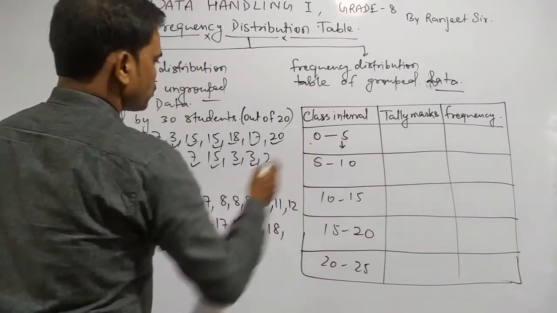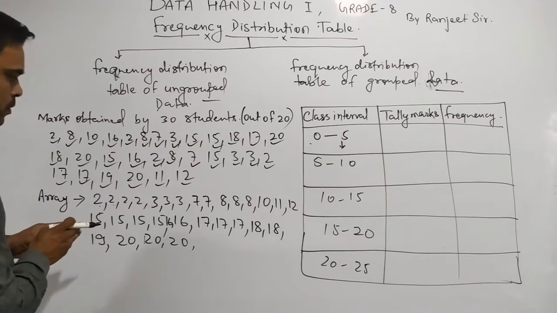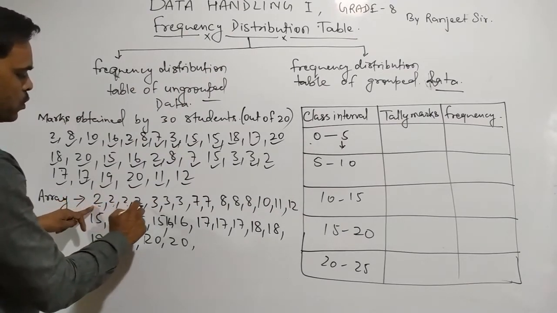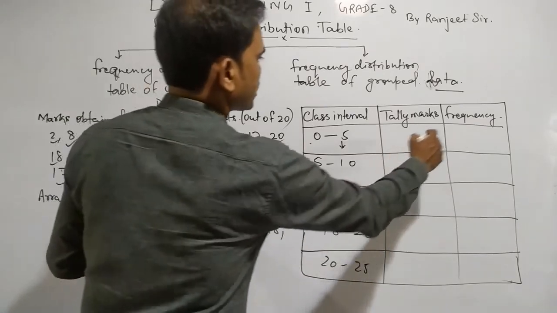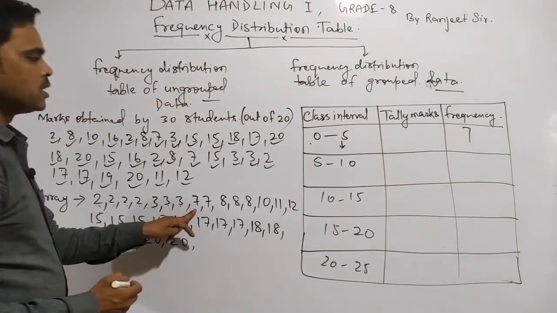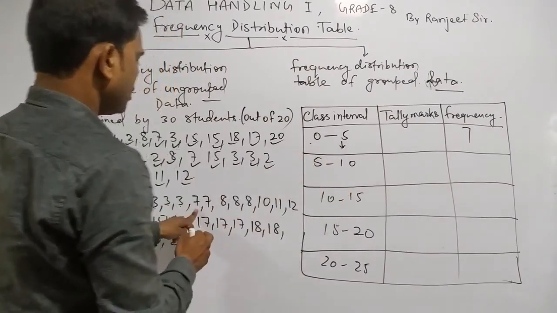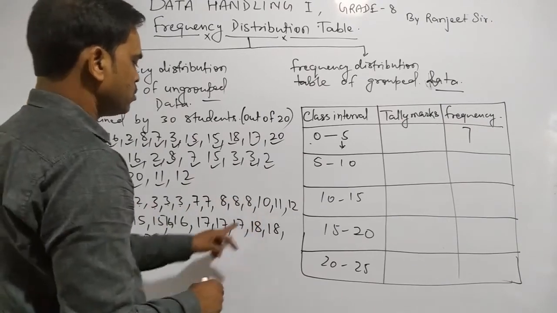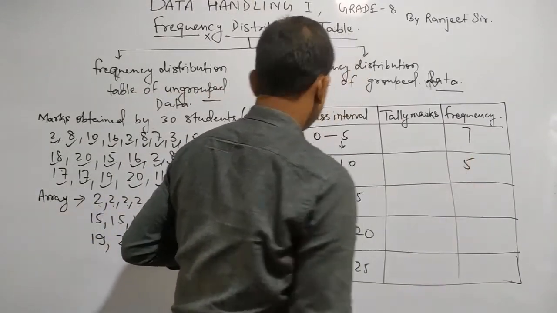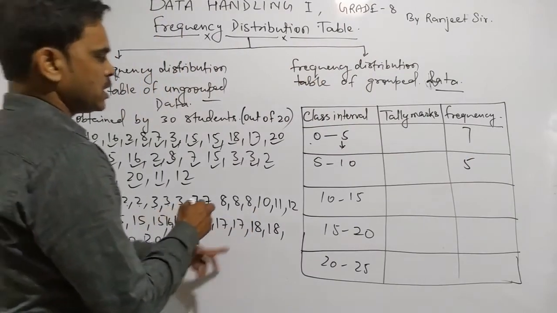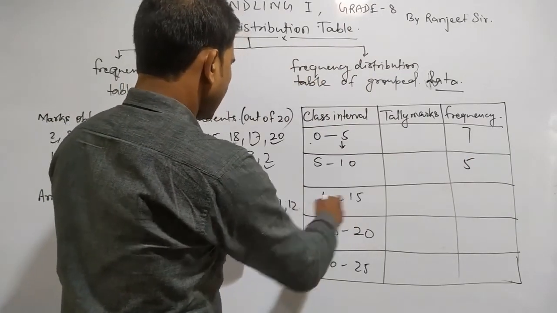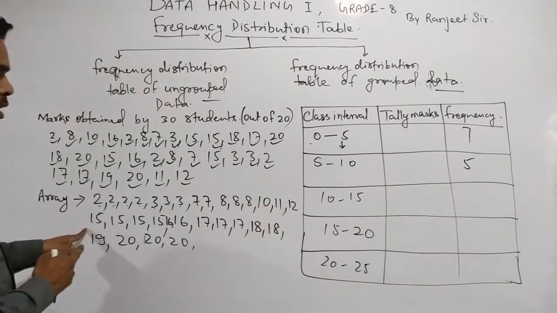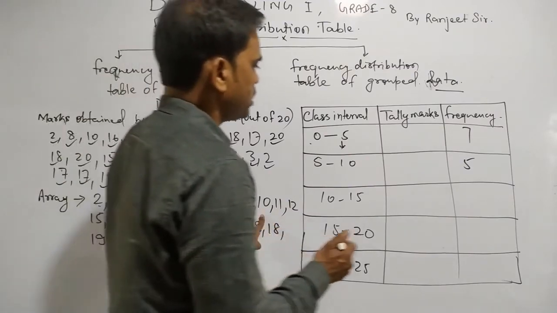Now first of all, 0 to 5 means till 4, how many numerical facts are there that we need to count? 1 2 3 4 5 6 7. So we'll write here in frequency 7. The next one is 5 to 10, means 1 2 3 4 5, and this 10 will not include, that is why 5 members are there. I'll write like this. The next one is 10 to 15, means will include this 10. 1 2 3, 15 one more time will not include, so 3 members are there.